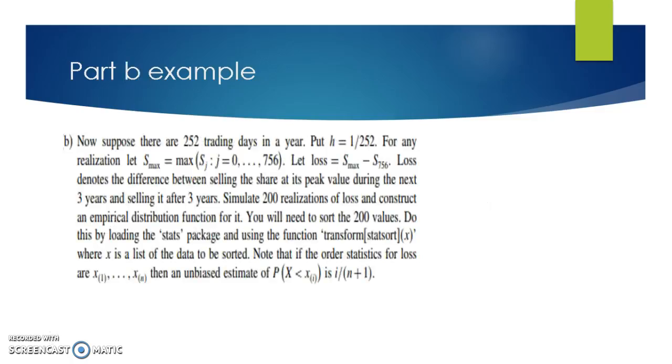So moving on to the second problem, we are going to say that there are 252 trading days, and we're going to establish this for going on for 3 years. So what we're going to do is simulate 200 realizations of this, and we're going to find the max value during this session, and we're going to find the value at the end of 3 years. And we're going to try to figure out the loss based on if you were to sell it at max versus if you were to sell it at 756.